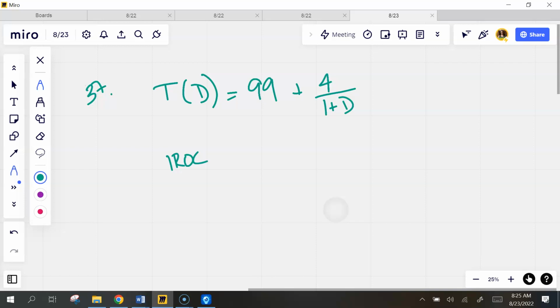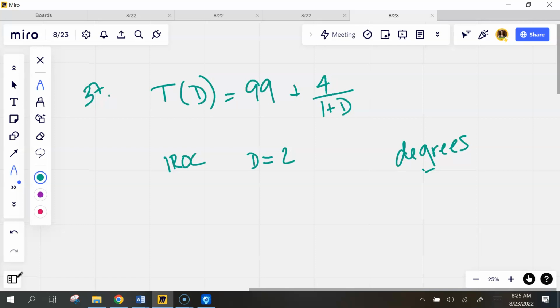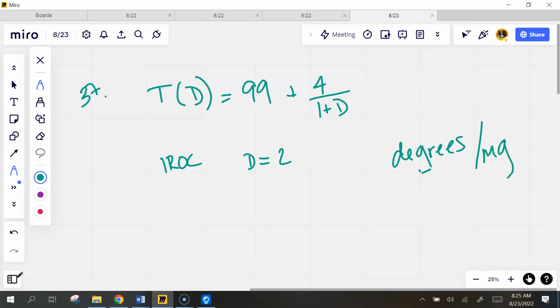So we're going to do IROC when D equals 2. Okay, and what is that giving us? That's rate of change, right? So my units for my rate of change are going to be, what's my Y? My Y is my what? Temperature, right? So it's going to be degrees, and what is my X value in? Dosages, which it gives to me in milligrams. So I'm going to be looking for the degrees per milligram. In other words, how does the temperature change for every milligram of medicine given? So it's really pretty cool because it's applicable, right?